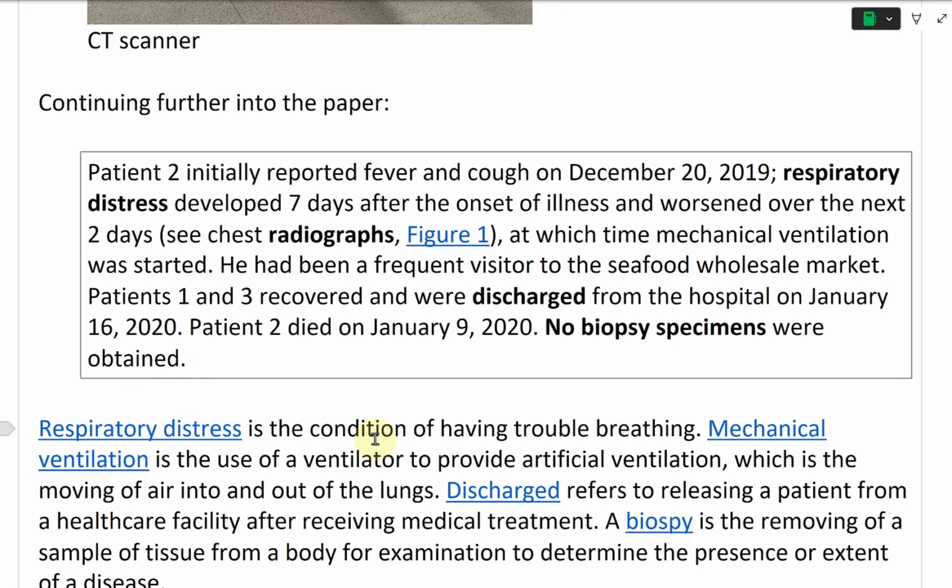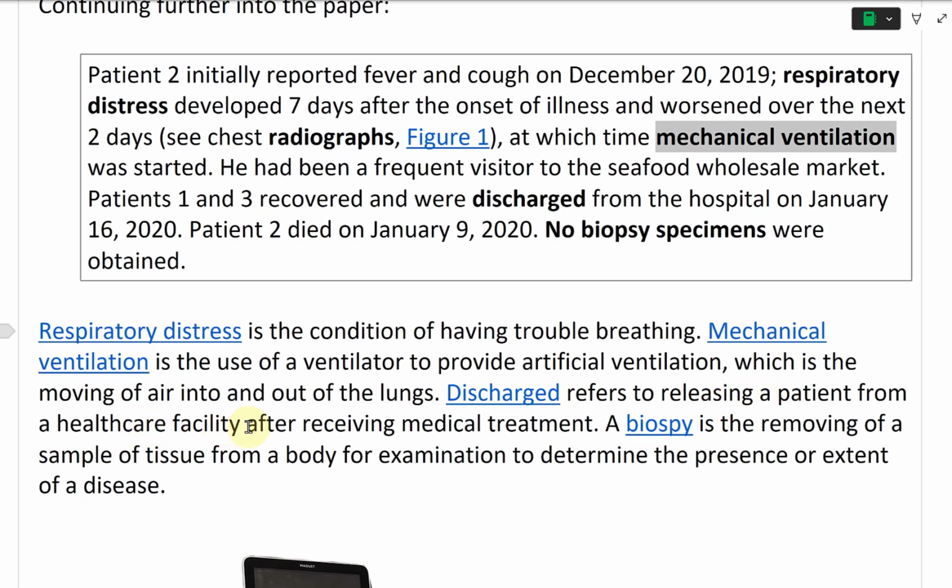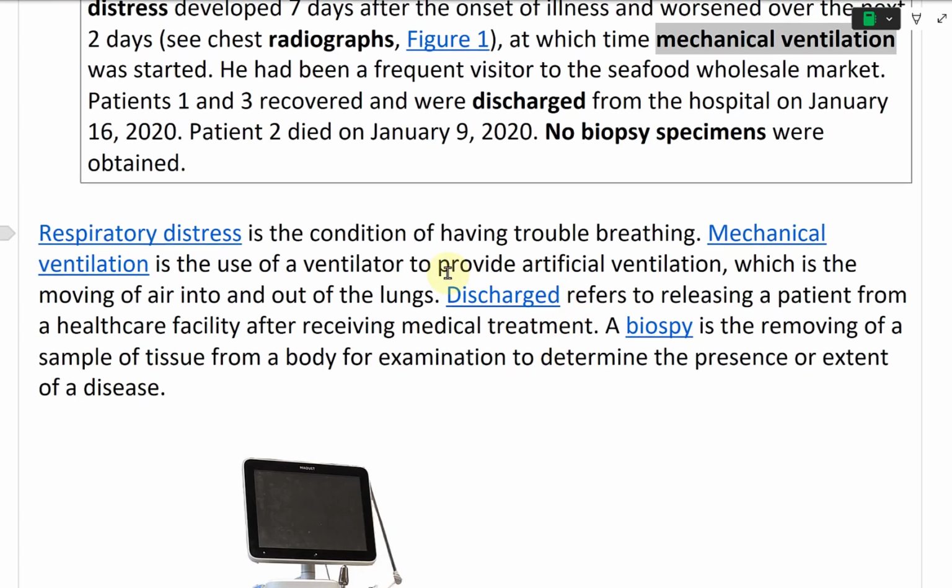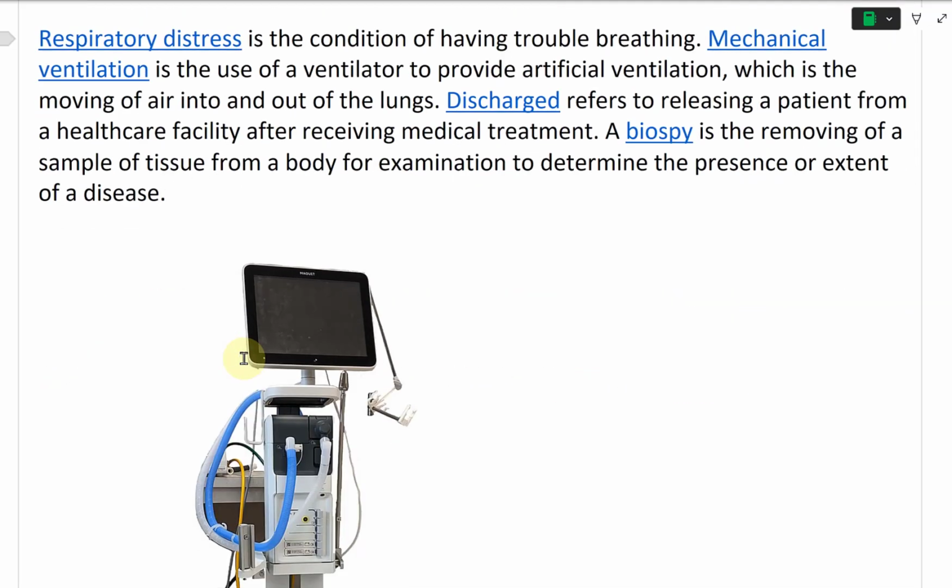So respiratory distress is the condition of having trouble breathing. And mechanical ventilation, right here. So this patient 2 had mechanical ventilation. Is the use of a ventilator to provide artificial ventilation, which is the moving of air into and out of the lungs. And discharge right here refers to releasing a patient from a healthcare facility after receiving medical treatment. And a biopsy is the removing of a sample of tissue from a body for examination to determine the presence or extent of a disease.